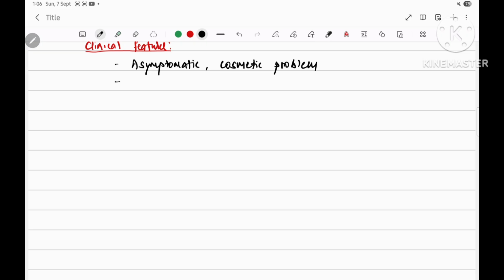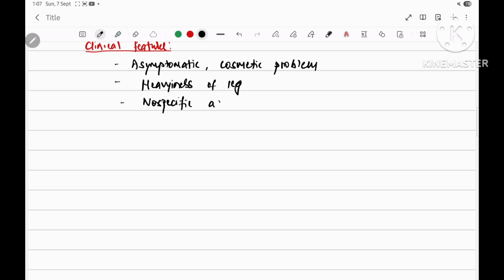The second symptom is heaviness of the leg. Patient feels very heavy while walking up, while lying down. Okay, and then there is non-specific aching of the leg.